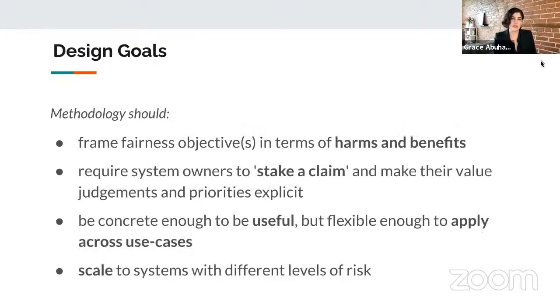As a conclusion of sorts, we'll go through the design goals for the fairness methodology. So we've talked about defining fairness. We didn't want to dictate how firms defined fairness or picked fairness metrics for them. So we asked firms instead to be explicit about their claims. Broadly, this meant that the assessment would ask them to state and justify their fairness objectives in terms of harms and benefits of the system, then provide evidence to show that the system aligns with those objectives, and finally, give an assessment output to an internal or external assessor.